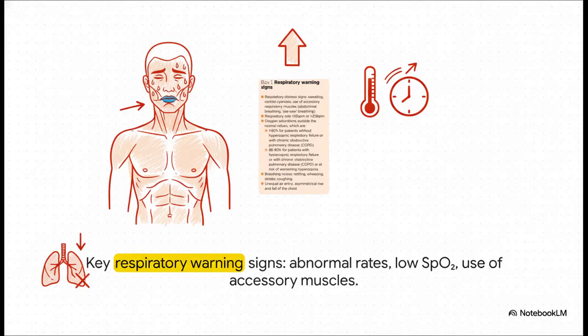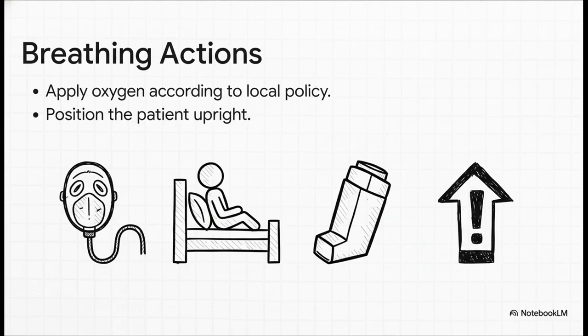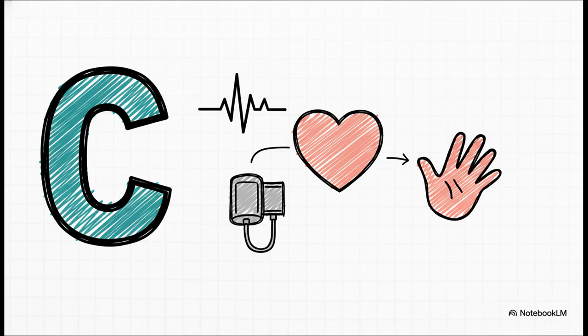Now, there are a few critical warning signs you absolutely cannot miss. If you see the patient using the muscles in their neck or their stomach to breathe, or if they look sweaty or a bit blue, those are massive red flags that they're in significant respiratory distress. So what do you do? Well, you can give them oxygen based on local policy. You can sit them upright to help open up their lungs. And if they have prescribed inhalers, you can help with those. But just like with the airway, if you see any signs of severe distress, you escalate. Get help right away.